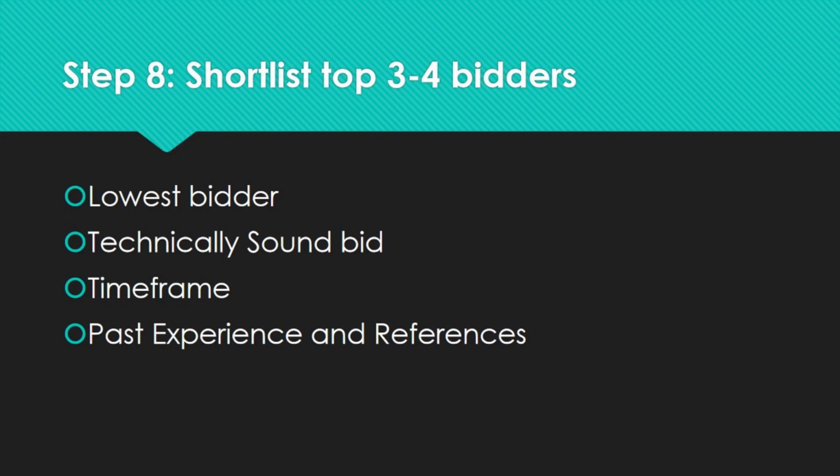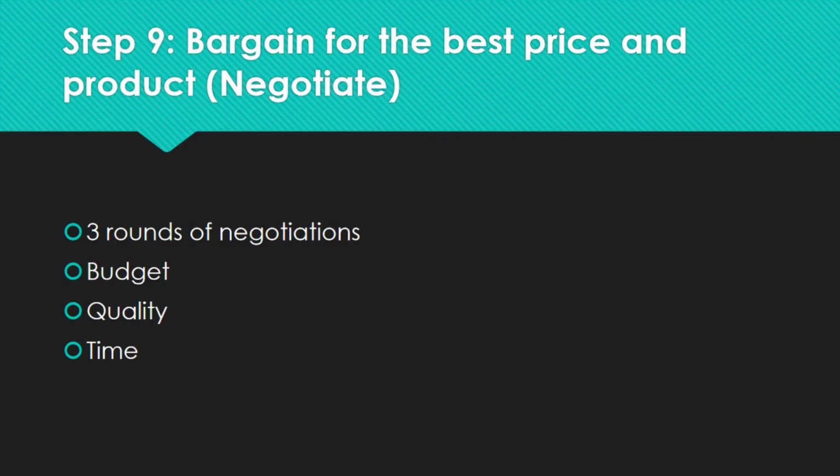Once you come up with top 3, top 4 vendors, you have to bargain for the best price and product. So that is where negotiation kicks in. Generally, there are 3 rounds of negotiation. There are different methods to negotiate. Either you negotiate on the total cost or you can also negotiate on the item-wise cost for different items.